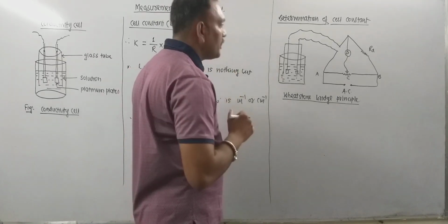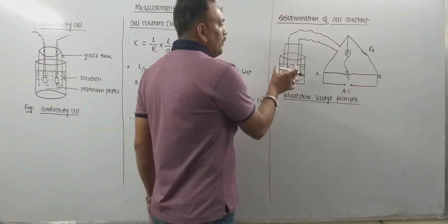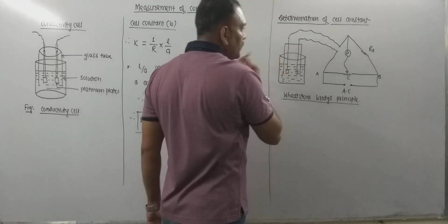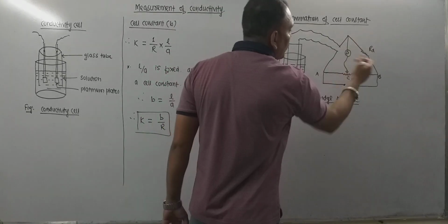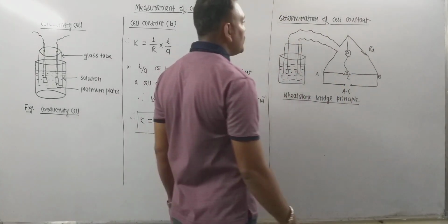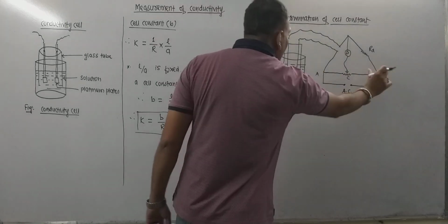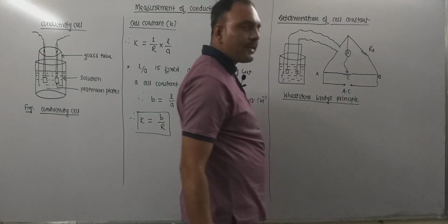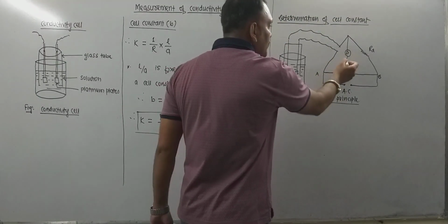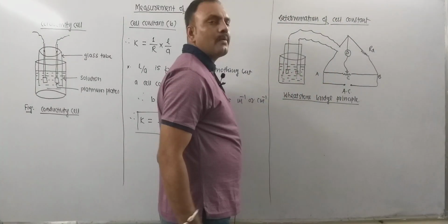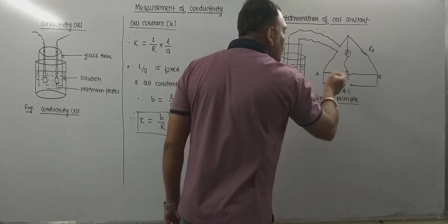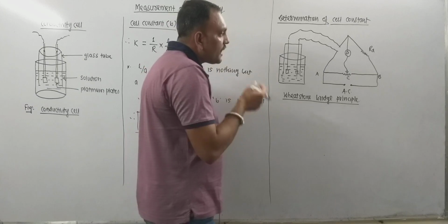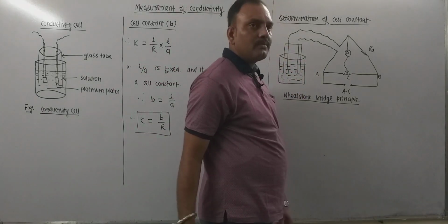So again I repeat, what we are doing: we are connecting one arm with the conductivity cell and the other arm with the known resistance Rx, and we are having a straight wire AB. Now this is a current detector like a magic eye, and this projection indicates the jockey, which can be moved over this wire. Now switch on. So the current detector detects the current.